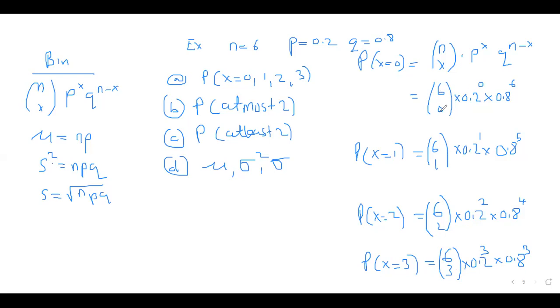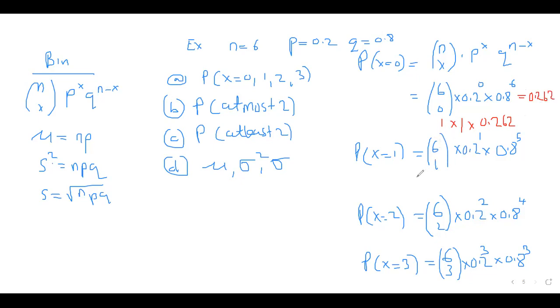What is 6 combination 0? We said any number combination 0 is what? 1. What is 0.2 to the power 0? It's also 1. What is 0.8 to the power 6? You compute that. Yes, we get 0.262, and the answer is 0.262.